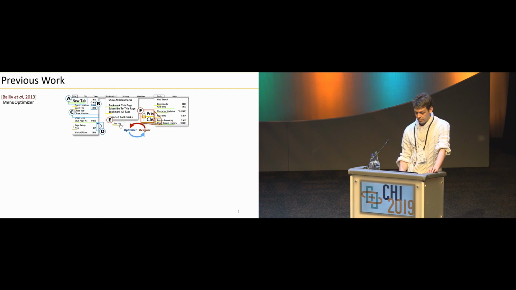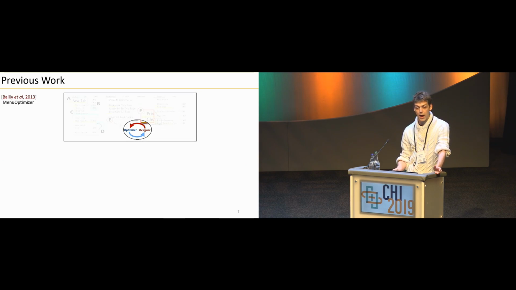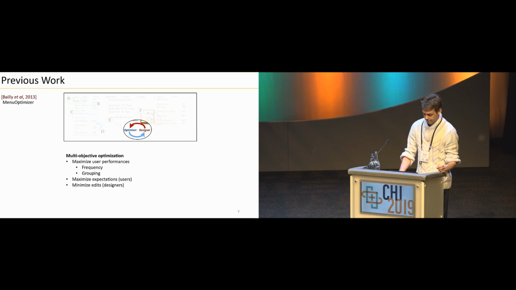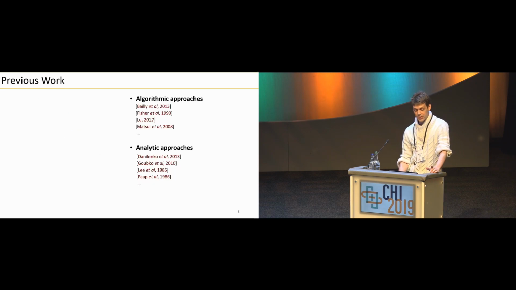Another example is menu optimizer. So it includes an optimizer to help designers creating linear software menus. And it uses a multi-objective optimization approach to maximize user performances by considering frequency and grouping of labels, for instance, to maximize users' expectations by considering also other linear menus, and to minimize designer edits. And this tool also includes several features to interact with the optimizer and to visualize the results. So these are solutions, but for static menu, known in advance, and for knowledgeable designers.